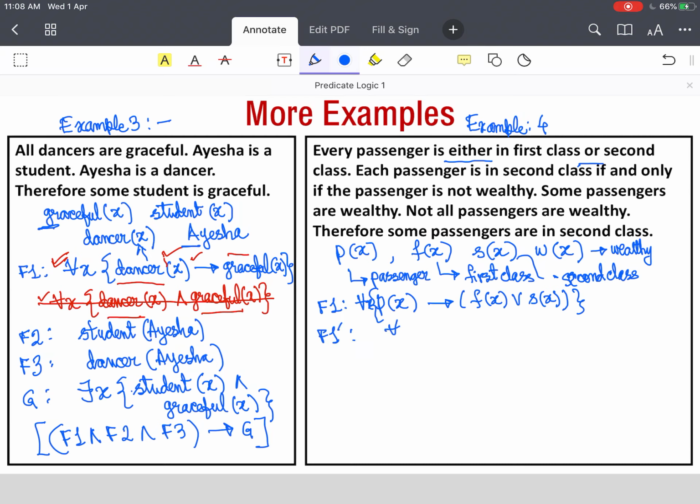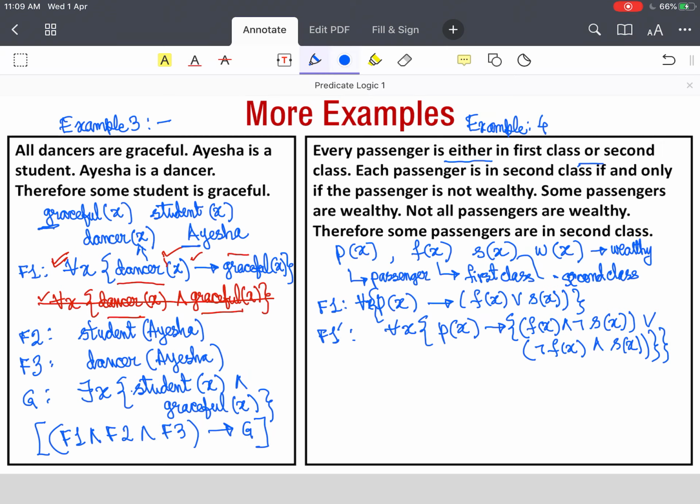And if we use exclusive or, that means if we write it as F1 dashed, then we have to write Px, because both of them being in the first class as well as in the second class is not true. So it will either be one of the following. It will either be Fx and not Sx, or it will be not Fx and Sx. So it will either be in the first class or in the second class, but not both.